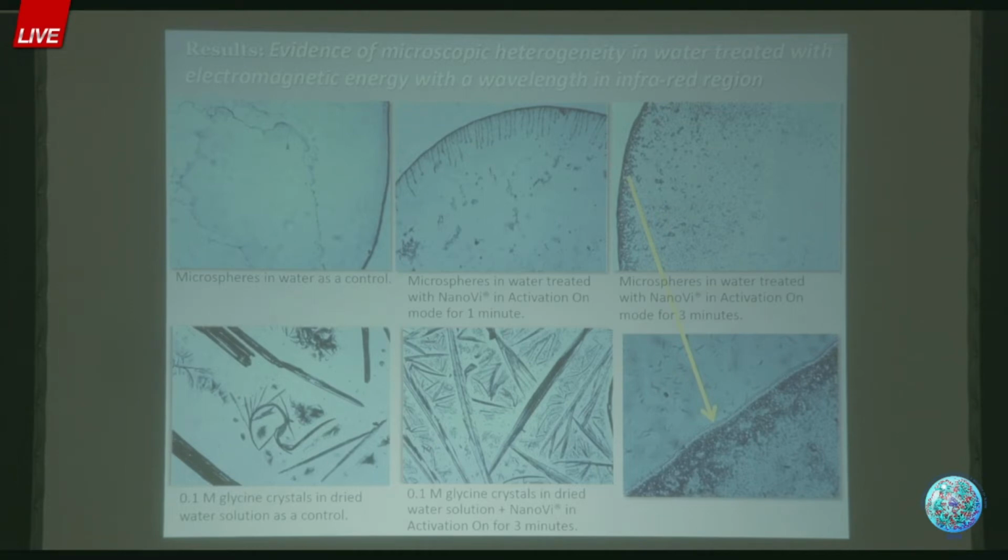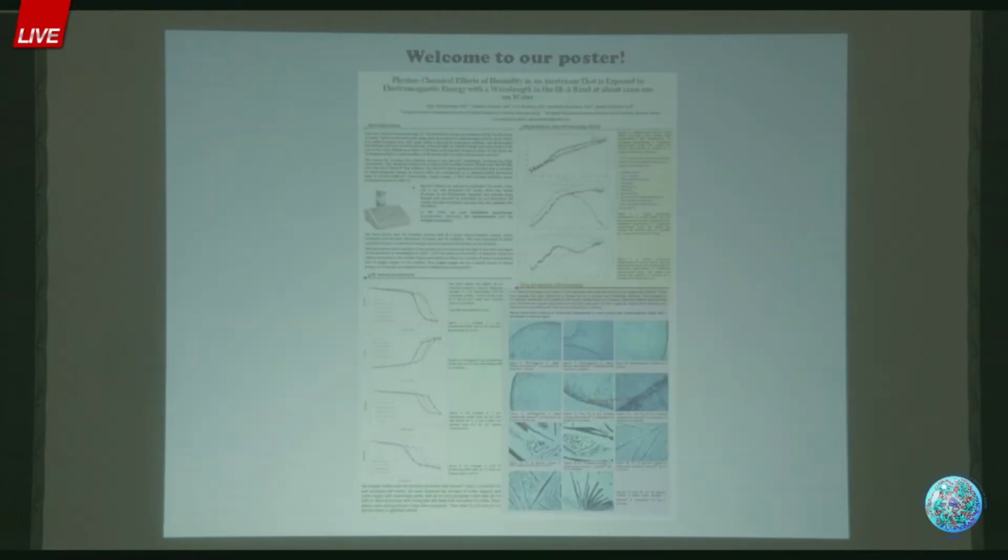Also, in case of crystallization of glycine, there's also a difference between control and the test sample that was treated with nano-V. So we suggest that nano-V vapor, which is actually the air humidity treated with infrared light of a wavelength very close to that of singlet oxygen emission, causes structural and dynamical shifts in water. For more details, please welcome to our poster.